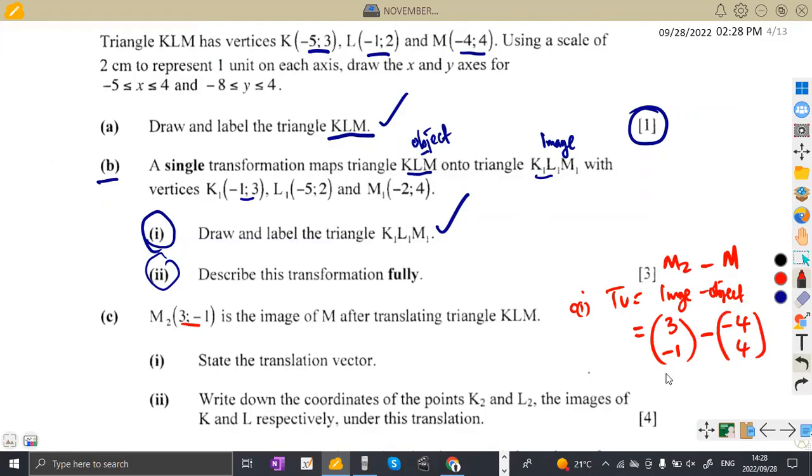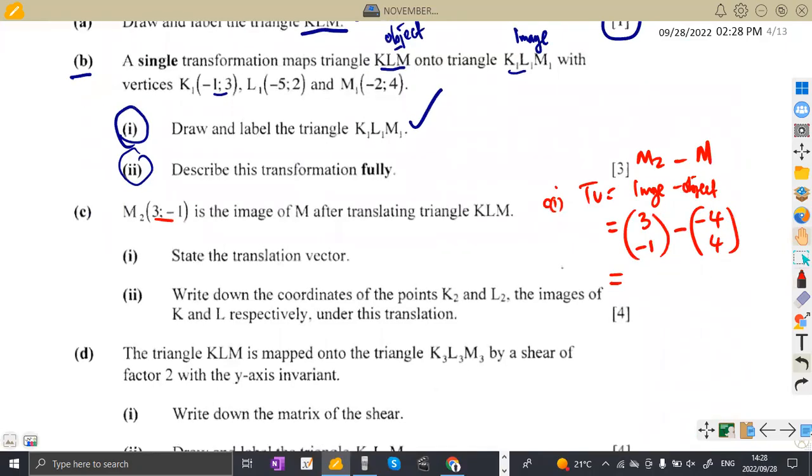All right. So from there, we can simplify further, and that means we are going to have 3 minus -4, which is going to be +7, and -1 minus 4, which is -5. So take note here, minus and minus is a plus. So this is our translation vector, which is (7, -5), okay?